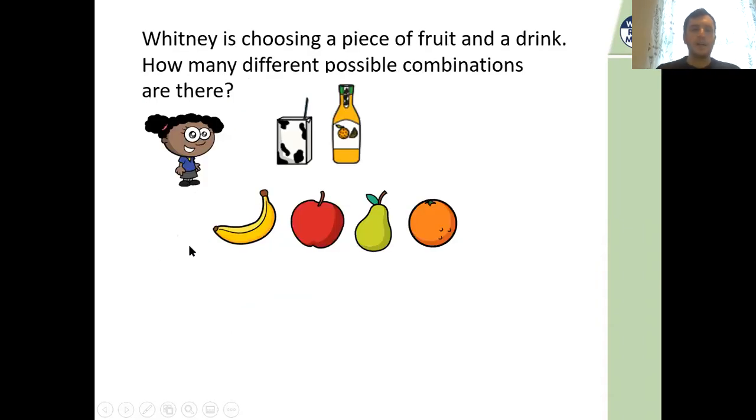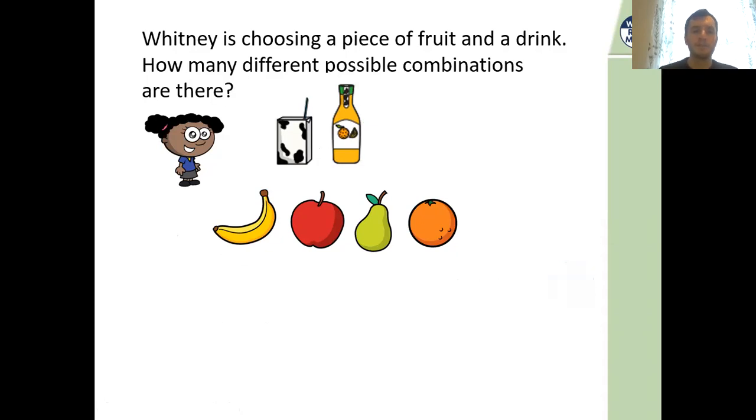Last thing, Whitney is choosing a piece of fruit and a drink for her lunch. How many different possible combinations are there? So she's got, looks like a milk carton and a juice bottle. And then she's got banana, apple, pear, orange. How many different possible combinations can she make? I would be thinking there's 2 drinks and 4 fruits. I can multiply those together to get the total. 2 times 4. What do you think that could be?